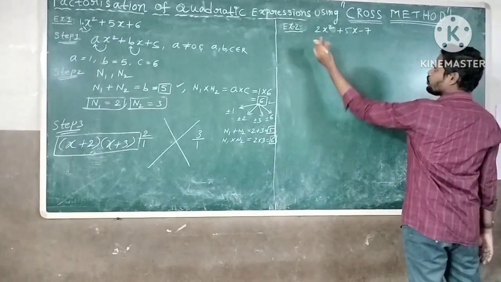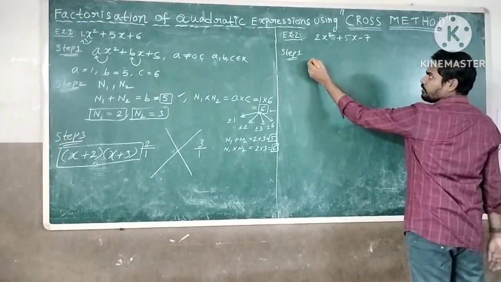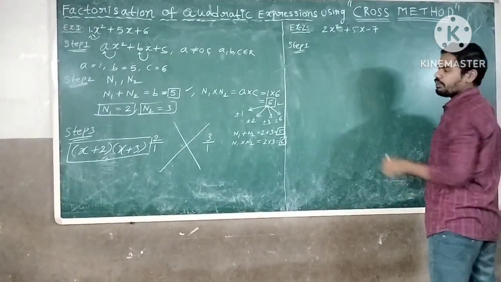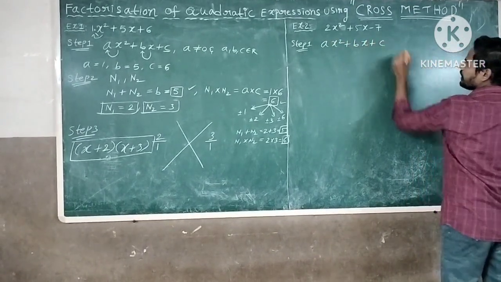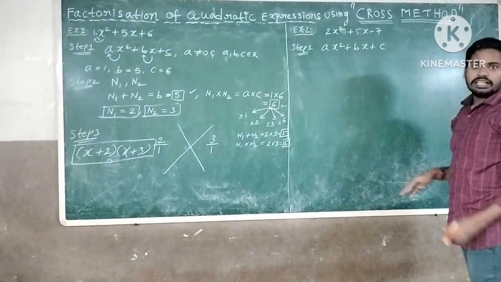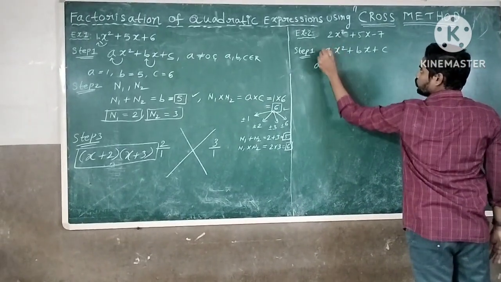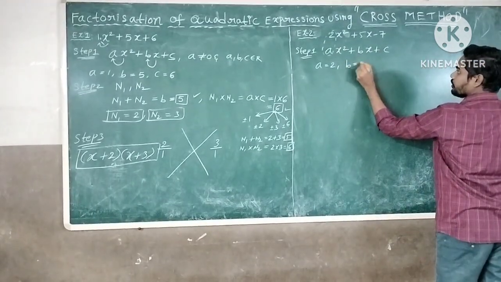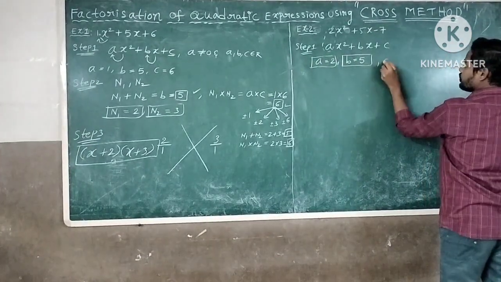In example 2, as usual, step 1, what is step 1? Follow the same steps. In step 1, we should find the values of a, b, c. So, how do we get the values of a, b, c? By comparing it with the general form of a quadratic polynomial or quadratic expression, ax square plus bx plus c, where a not equal to 0 and a, b, c are real numbers. Now compare and find a, b, c. Here a is equal to 2, the coefficient of x square, and b is equal to 5, the coefficient of x, and c is the constant, c is equal to minus 7.